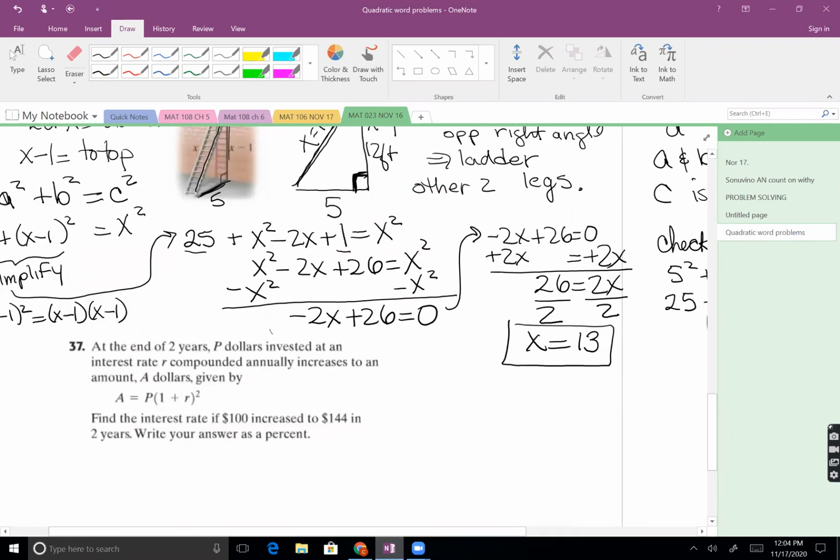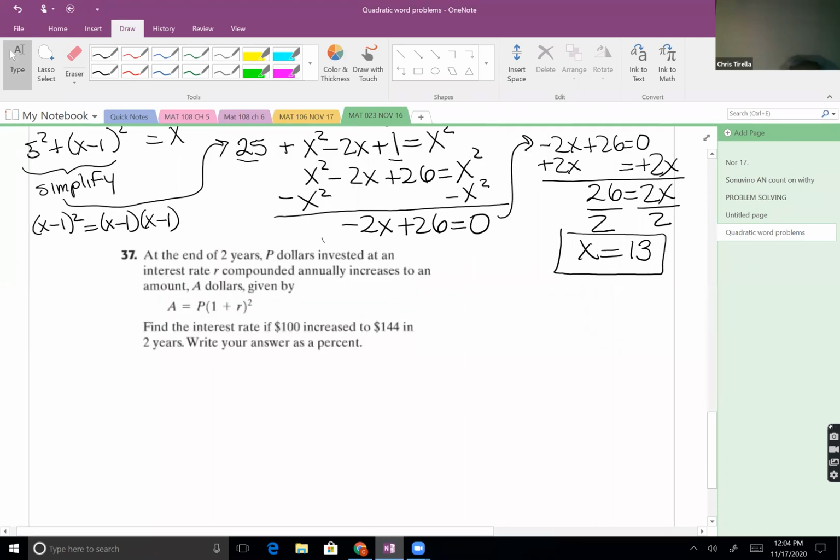Last one's kind of fun. It says, at the end of 2 years, P dollars invested at any interest rate R, compounded annually, increases to amount A, given by A equals P times (1 plus R) squared. They want you to find the interest rate if $100 increases to $144 in 2 years.